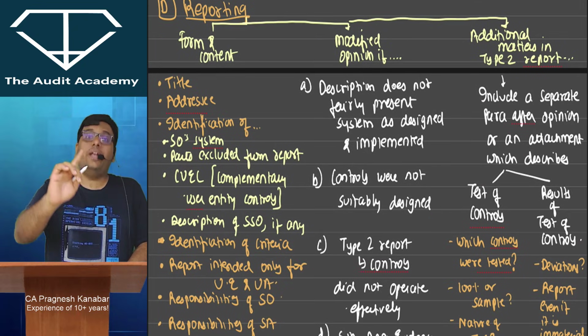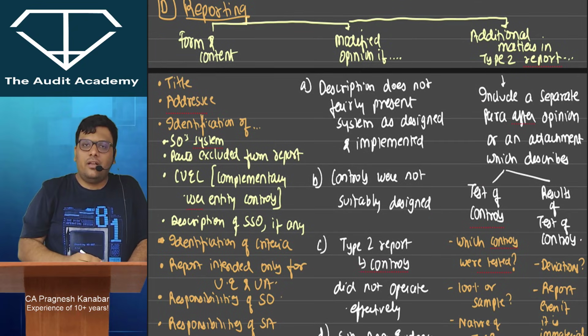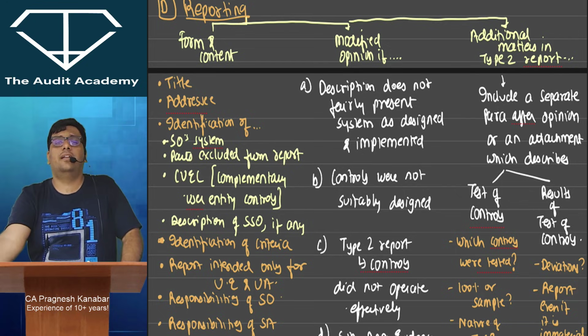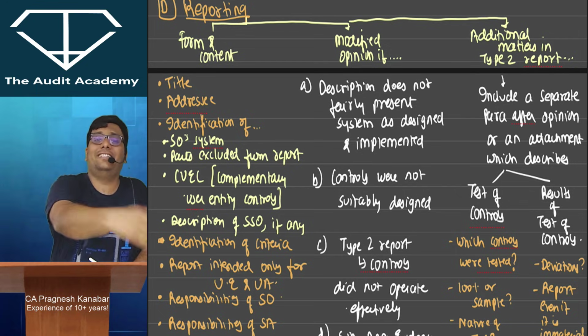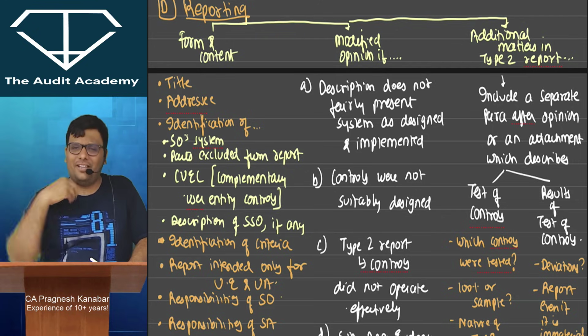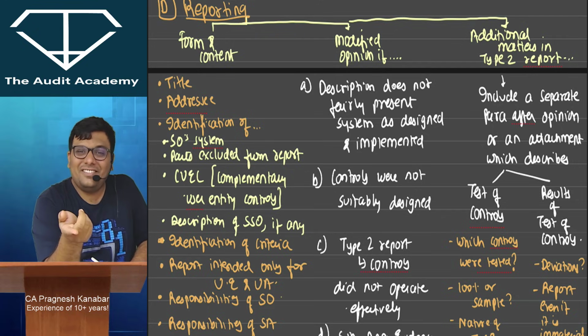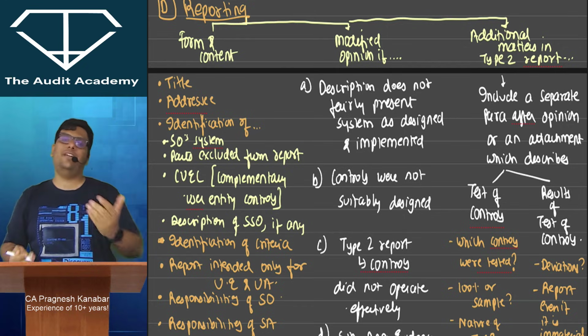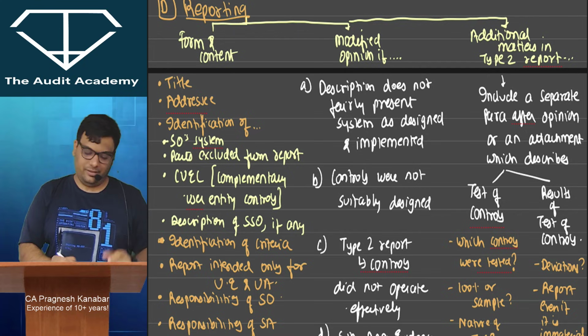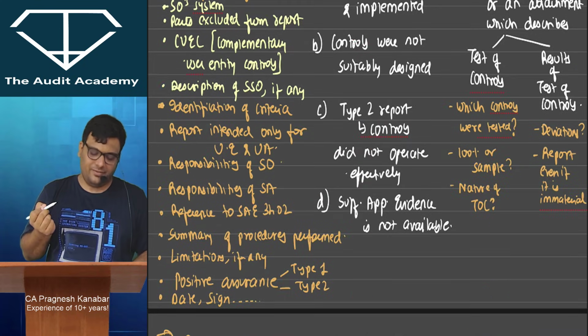Now listen, when will you give a modified opinion? If the description does not give a fair presentation of the system, if the controls are not suitably designed, or if the controls are not operating effectively, then you will give a modified opinion. And if you have not obtained evidence, then you will give a modified opinion. Don't forget, you are playing the character of a service auditor. So this language should now come on its own.